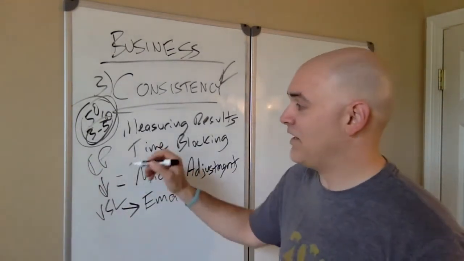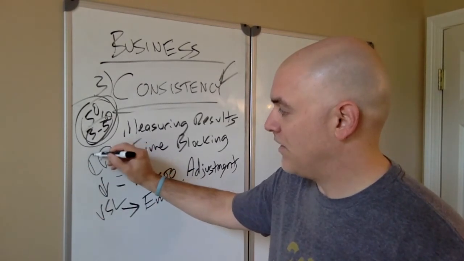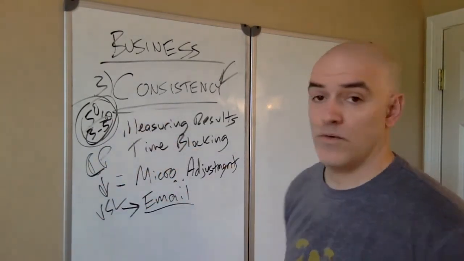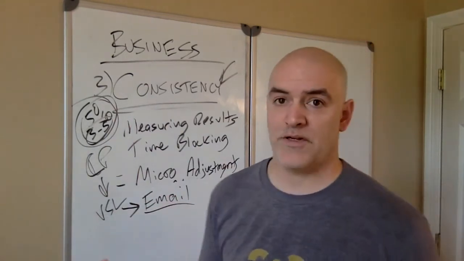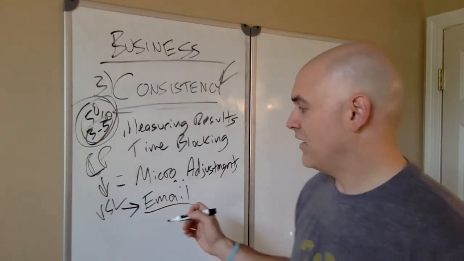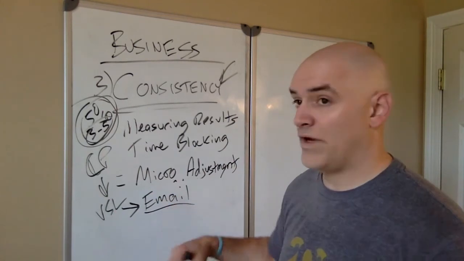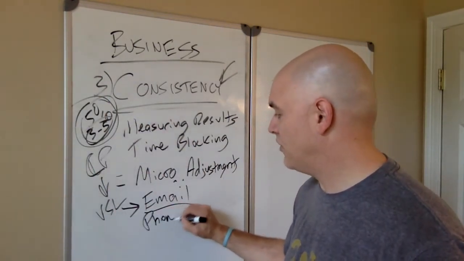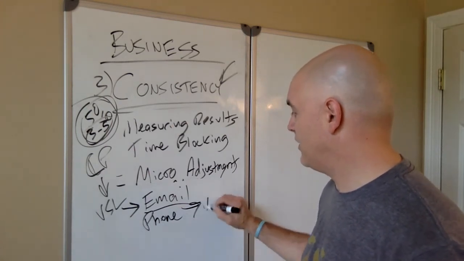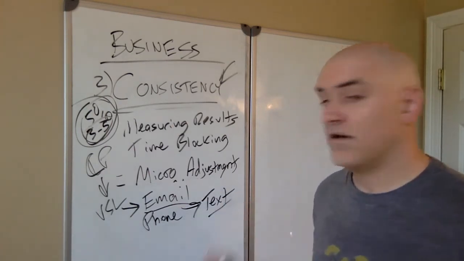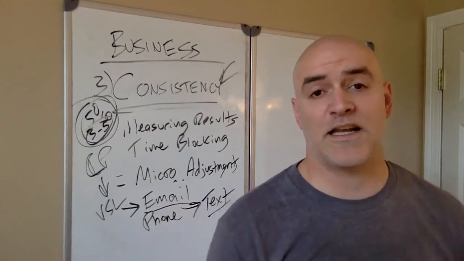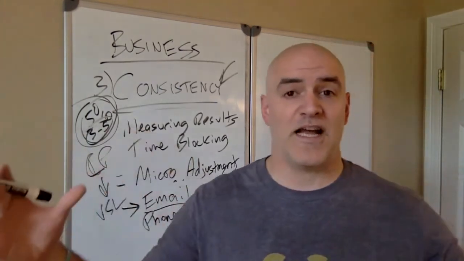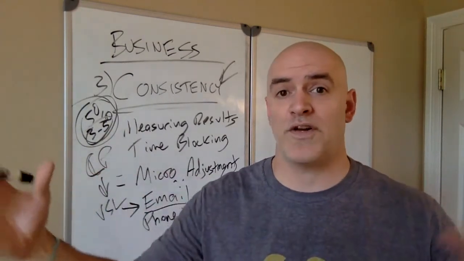So let's just say you were driving traffic to your capture page, they saw the sales page, and then you followed up with emails. Well, a micro adjustment could be that you also get phone numbers with your capture page. Maybe you start texting all of your leads as well as sending out an email. You just make these little micro adjustments, and then let's say you're texting all of your leads over the course of 30 days.